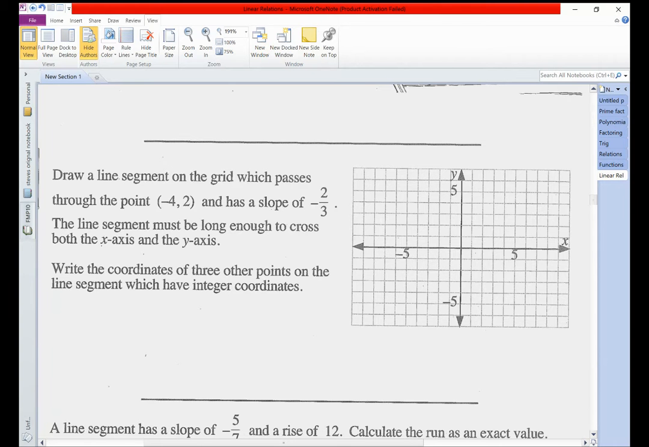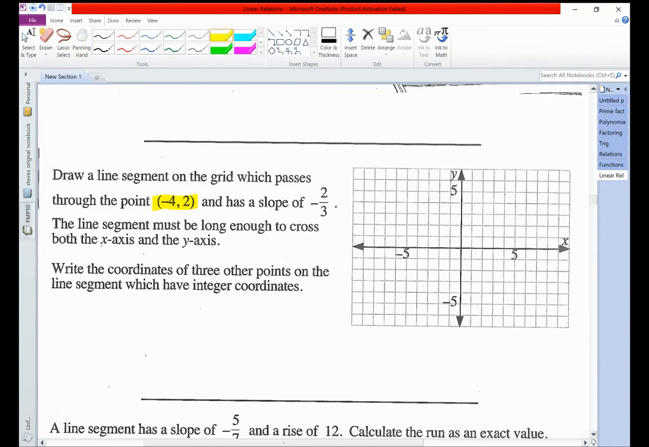Okay, so the first thing we're going to do is plot our point (-4, 2), because we know for sure that the line goes through that point. So we know that's our x is -4: -1, -2, -3, -4, and at +2 on y. So we have a point right there. Now we have a slope of -2/3.